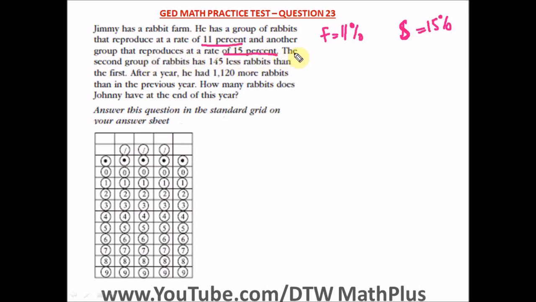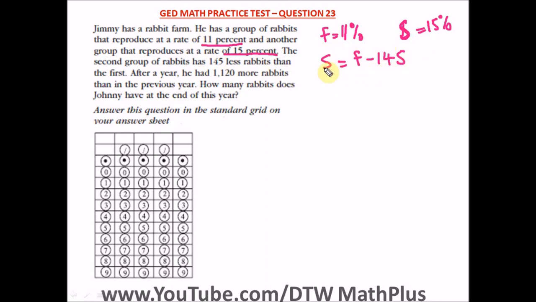It says that the second group of rabbits has 145 fewer rabbits than the first. So it means S, the second, is equal to F minus 145. It has 145 fewer rabbits than the first. This statement simply means that in the first year, F, the first group that had 11%, had more rabbits. Look at the statement: the second group has 145 fewer rabbits than the first, so F had more than S. So this is the equation that represents this statement.